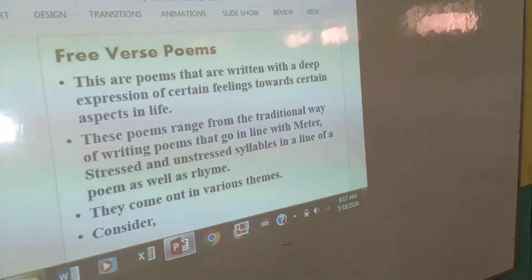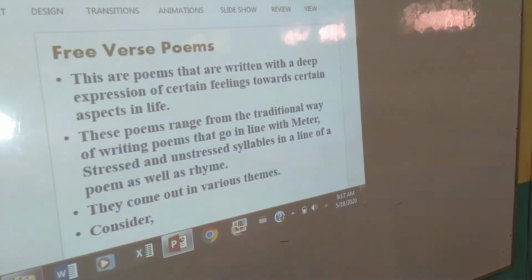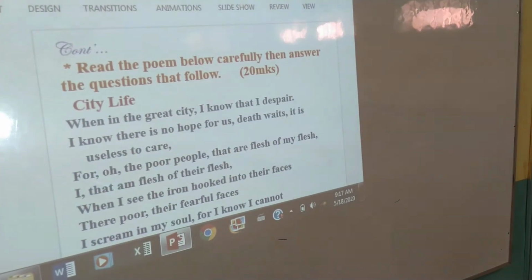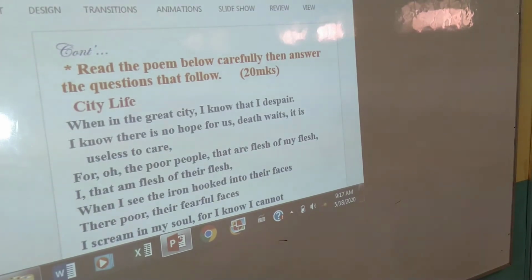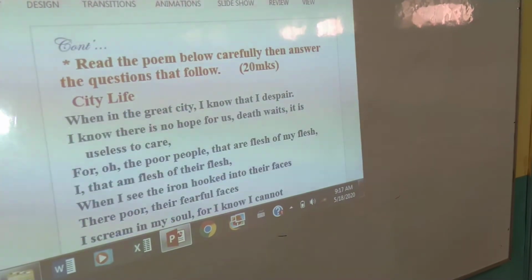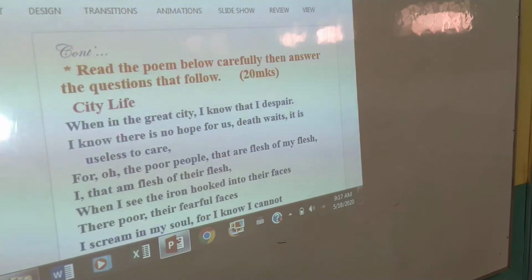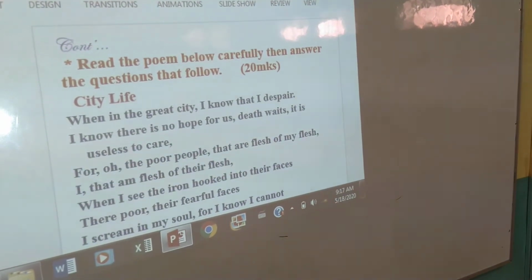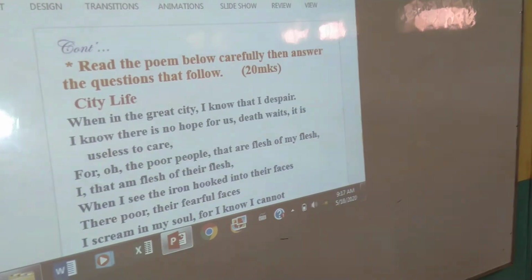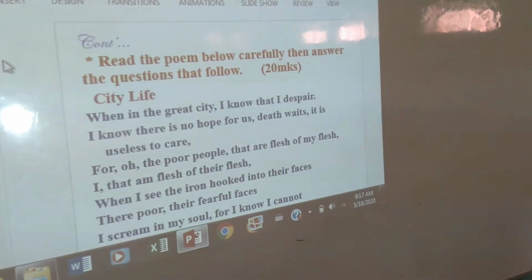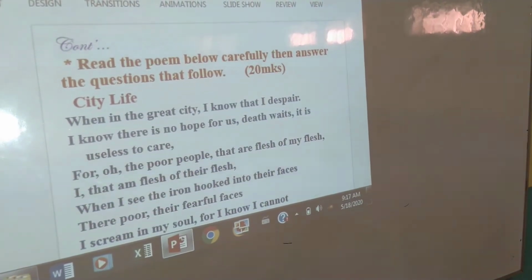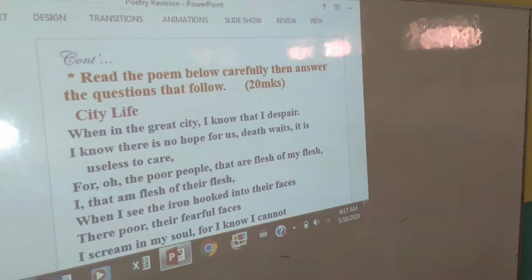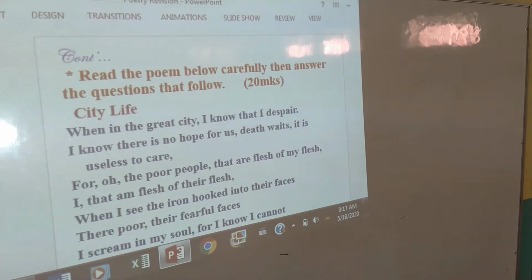The free verse poems come out in various themes. And the themes move along as much as we have in our literature study of poems. I have an example there of a poem, and I want to caution that it is just a one stanza poem, although the slides are two. But as you write it, note it down as a one stanza poem. And I'll take you through that poem.